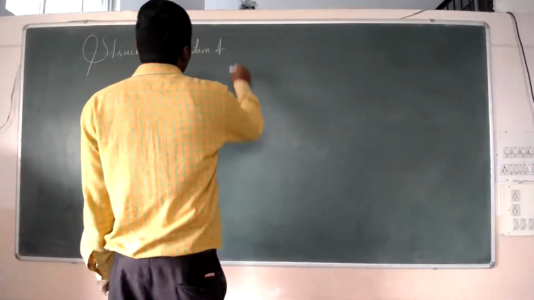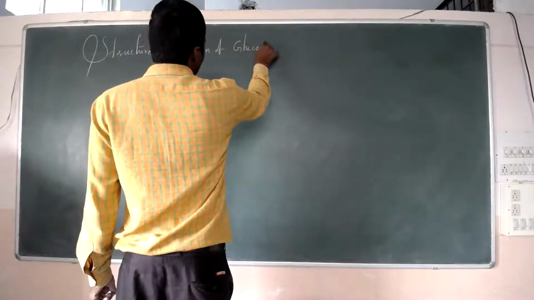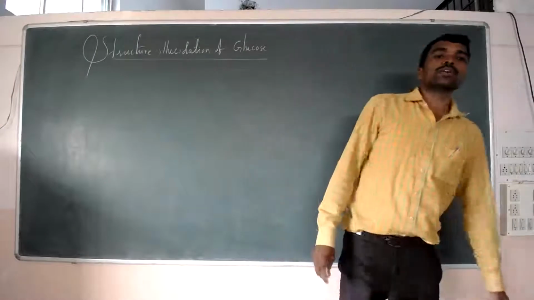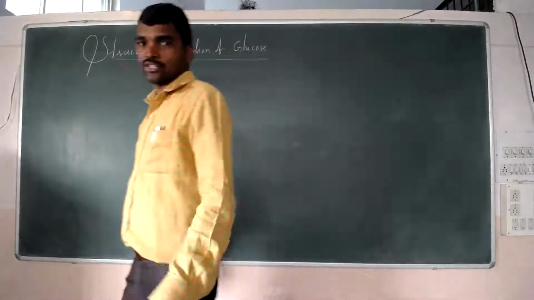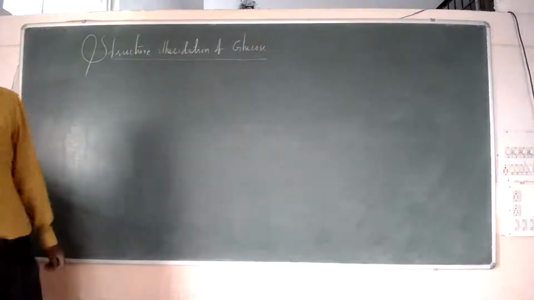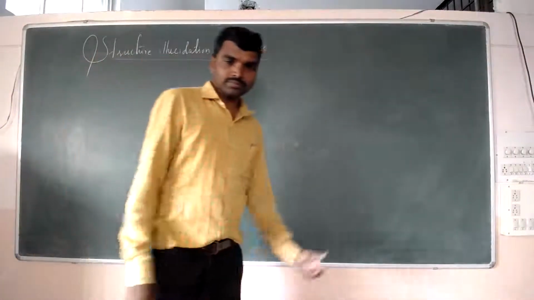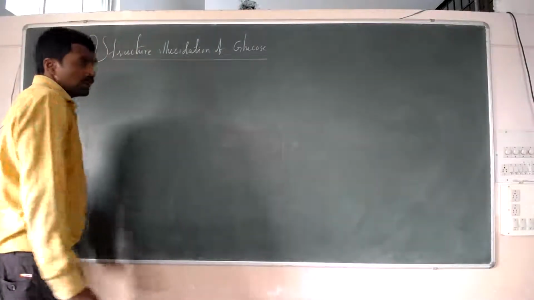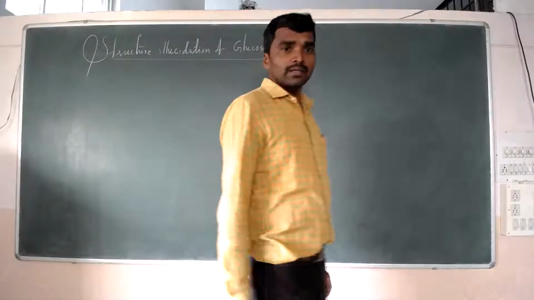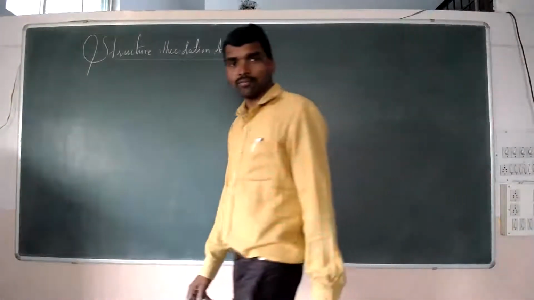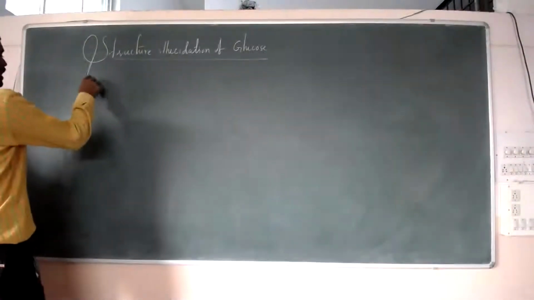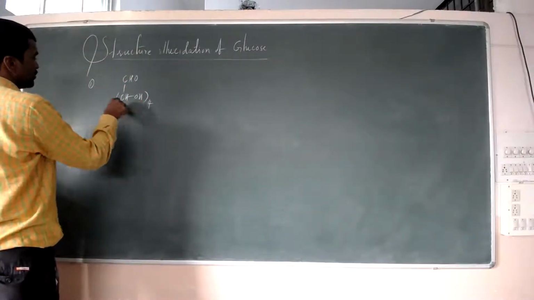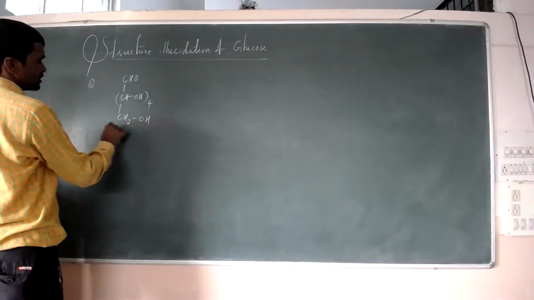Structure elucidation of glucose. Elucidation means determination of the structure. Now see here, structure elucidation of glucose. Glucose has how many carbons? How can you confirm that? For example, first I am taking glucose, CHO, CH2OH, with four CHOH in between. This is glucose.